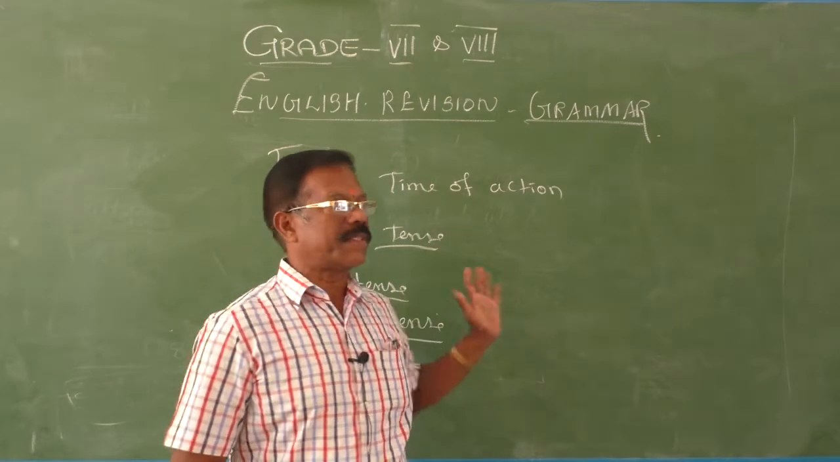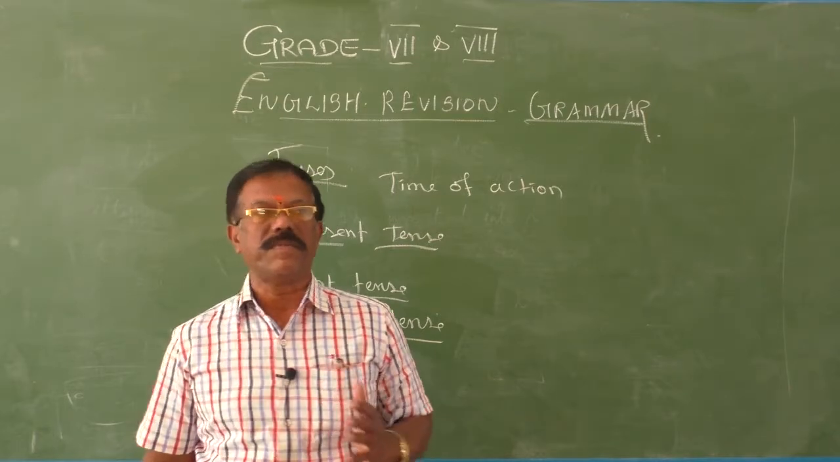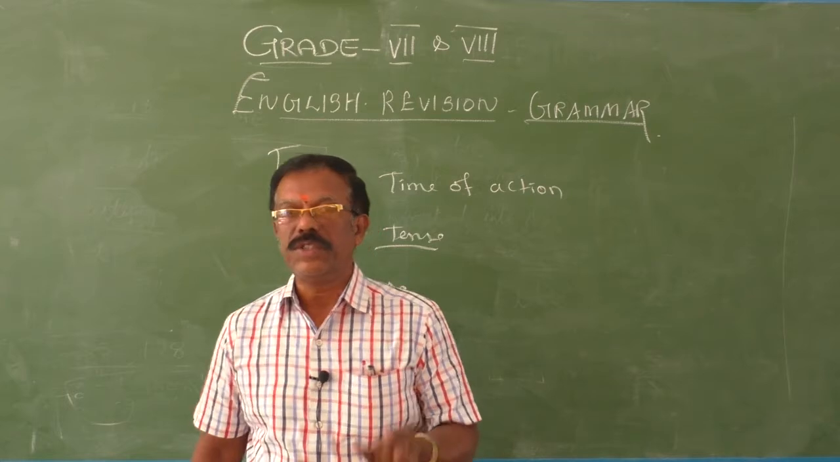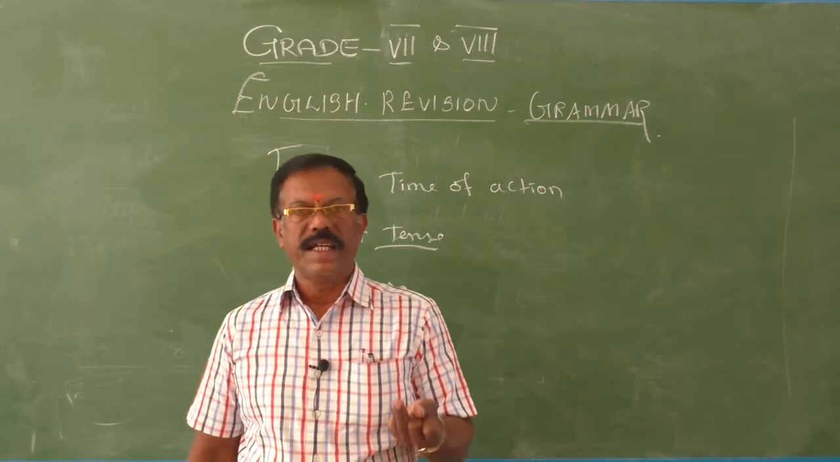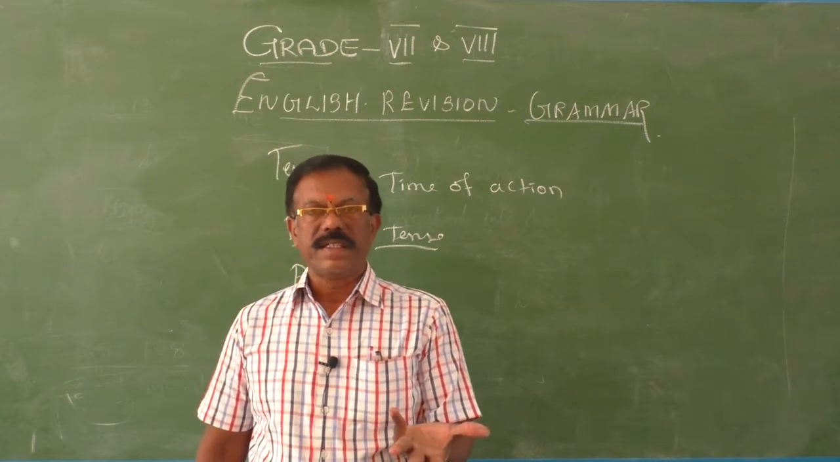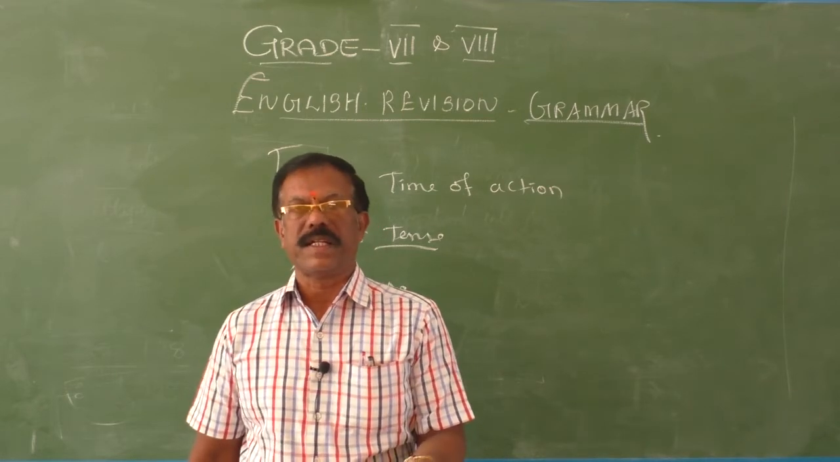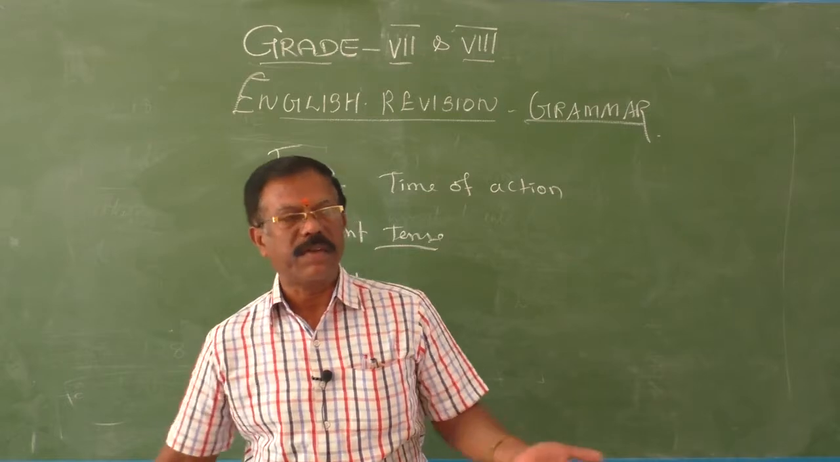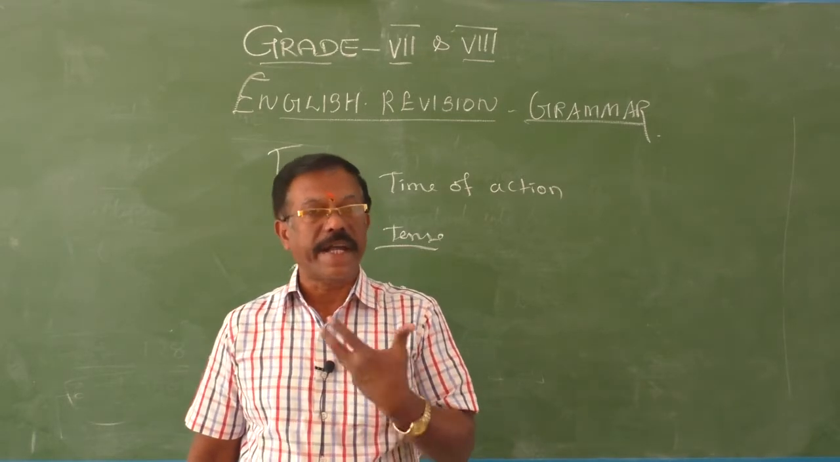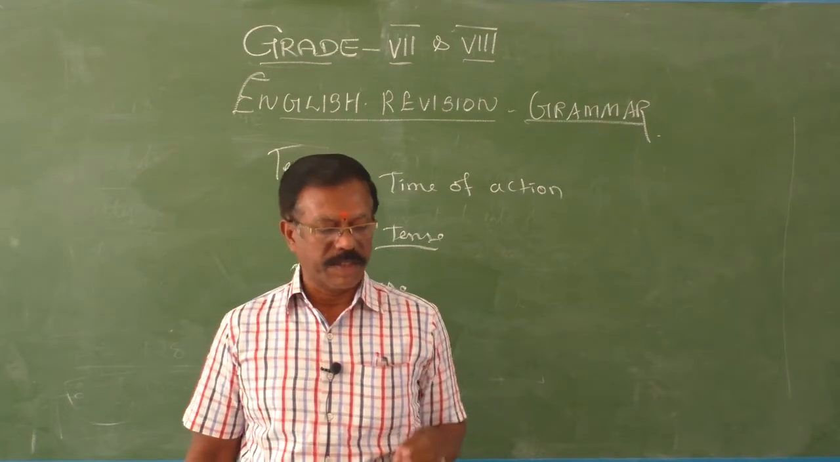To identify the present form of the verb, we have a lot of keywords, that is, time markers: usually, generally, every day, every moment, every month, now, at present, at this moment. So we have time markers like this. These time markers help us to identify the present form of the verb.